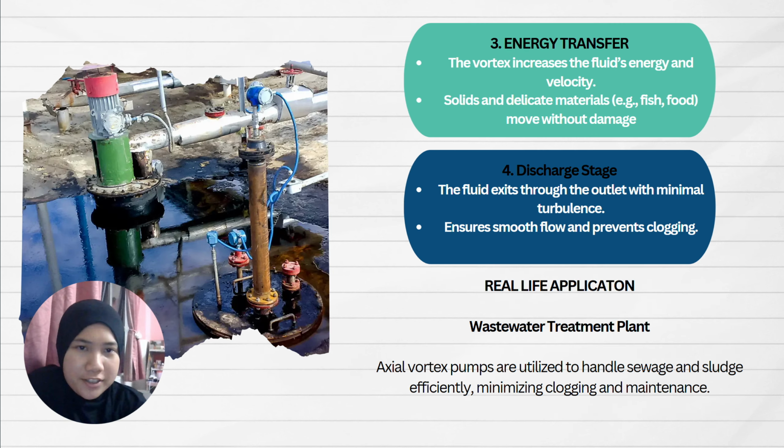The third one is energy transfer, where the vortex increases the fluid energy and velocity. The solids and also delicate materials such as fish and food move through without damaging the turbine. And lastly is the discharge stage, where the fluid exits through the outlet with minimal turbulence. It ensures smooth flow and also prevents clogging from the fish, food, or other delicate material.